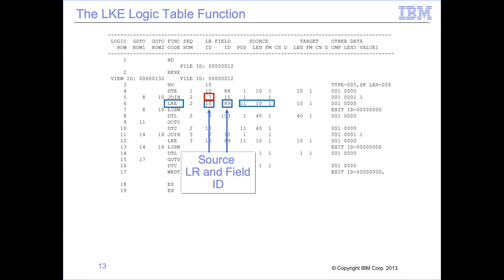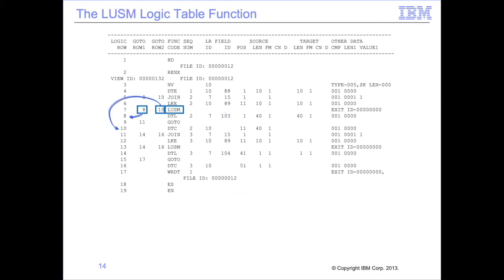Note in our example that although the join function customer table target LR is 7, the data for the key build should be taken from LR ID 10, the order file customer ID field. This data is found on the source record at position 11 for a length of 10 bytes. The end of the join typically has an LUSM. The LUSM function does the binary search with the key against the join's target table in the RED core image file to find a matching record. The function code stands for lookup to structure in memory.